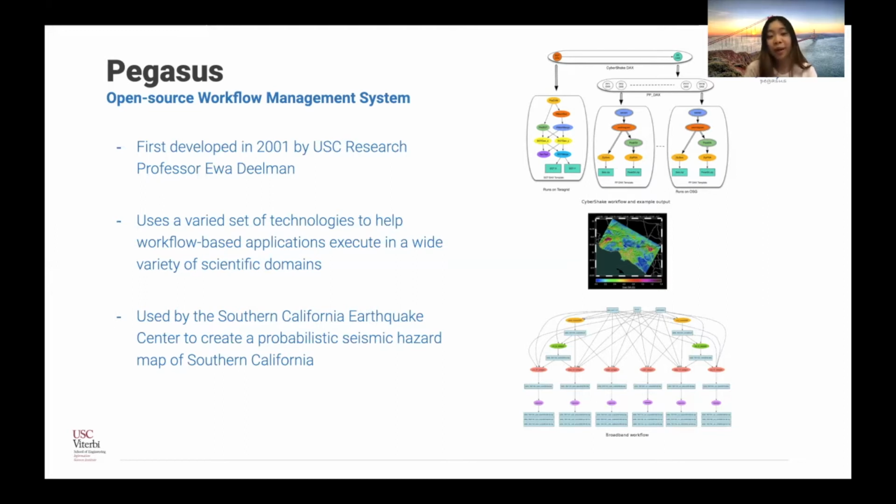For example, Pegasus is used by the Southern California Earthquake Center to develop the CyberShake workflow, which is able to create a probabilistic seismic hazard map of Southern California. And on the right here is a diagram of the CyberShake workflow.